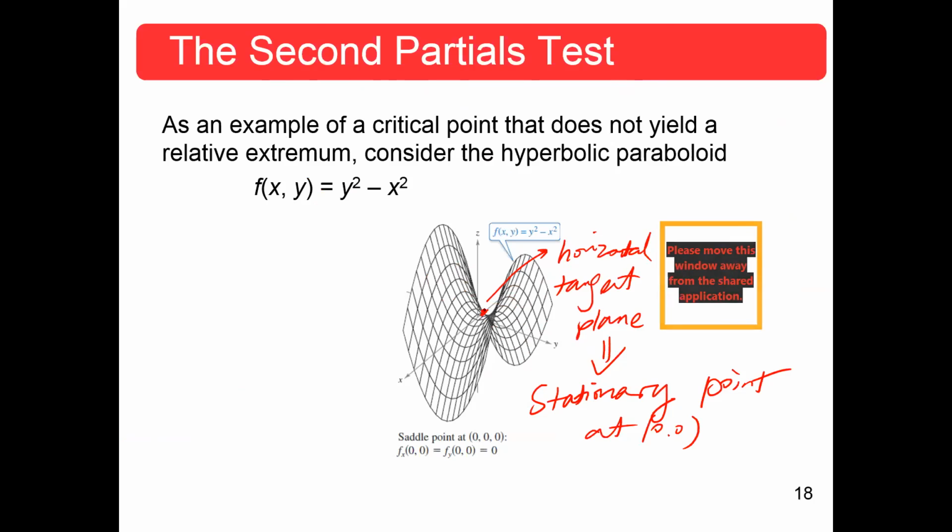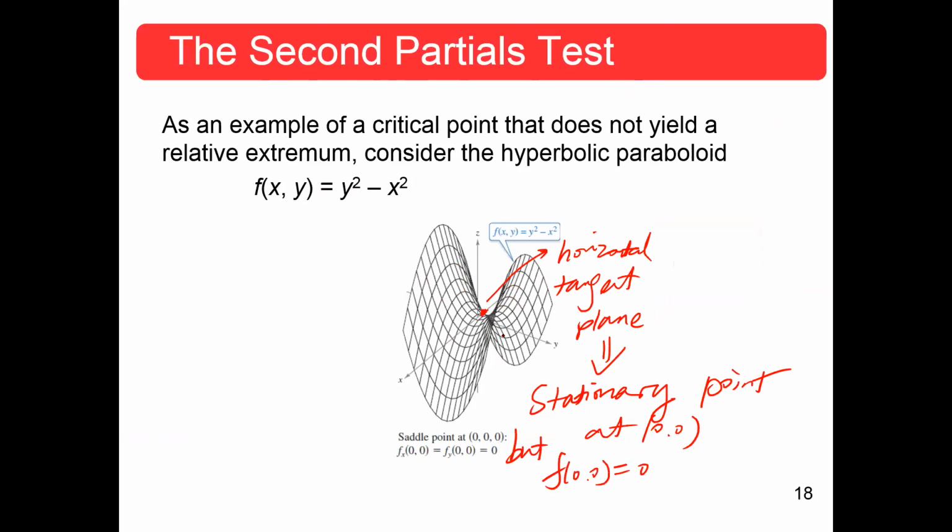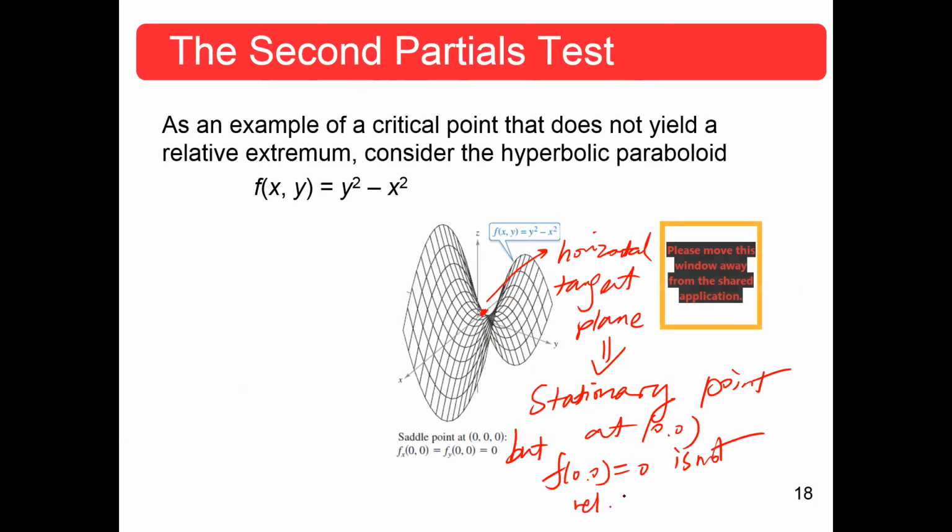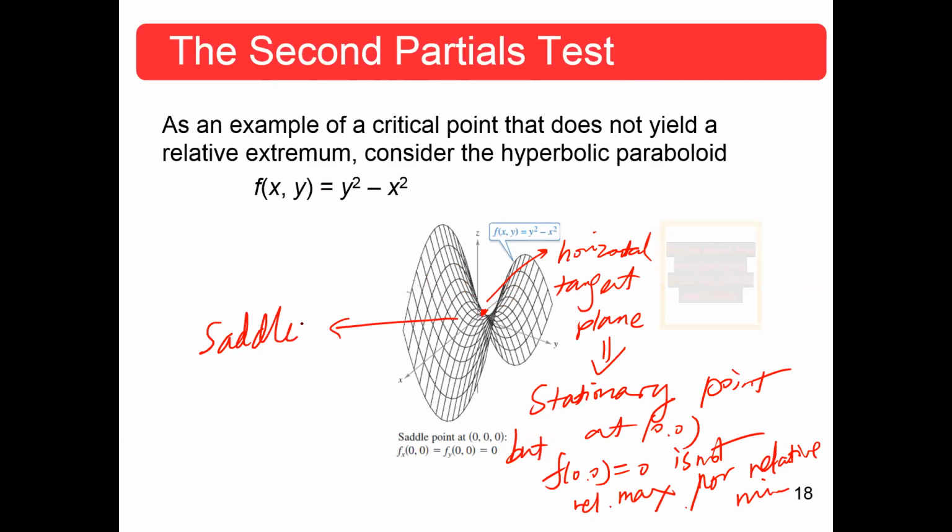However, if you look at the function value, f of 0, 0, which is 0, obviously 0 is not a relative max. 0 is also not a relative min, right? So it doesn't give you extreme values at all, even though it is a stationary point. So this point is called a saddle point.